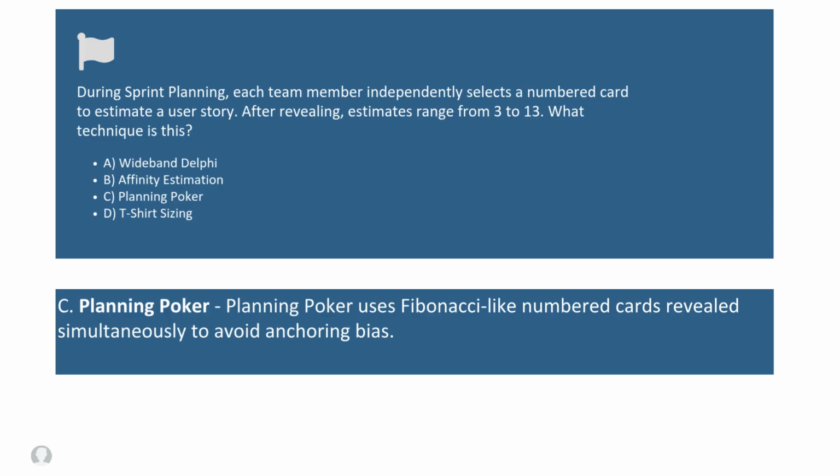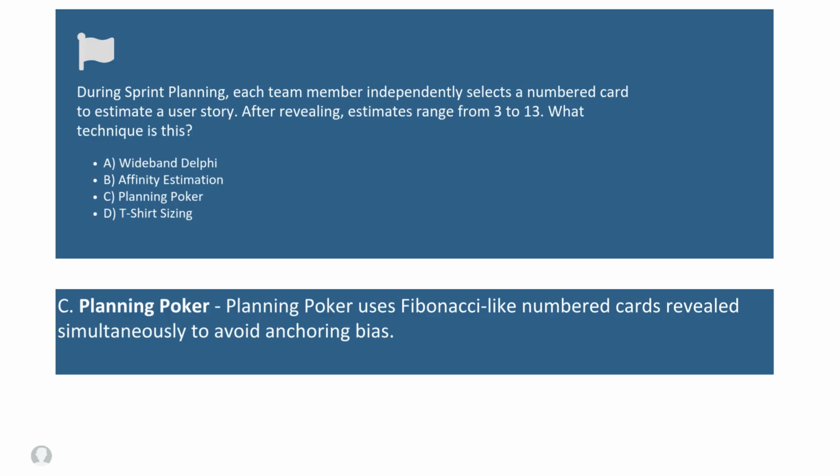This approach prevents anchoring bias, where team members might be influenced by someone else's estimate before making their own. When estimates vary significantly, such as one person selecting the 3 and another selecting the 13, the team discusses their reasoning. Their conversation often uncovers assumptions, risks, or complexities that some team members may have overlooked. After the discussion, the team estimates again until consensus is reached.